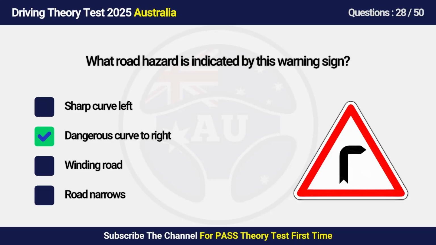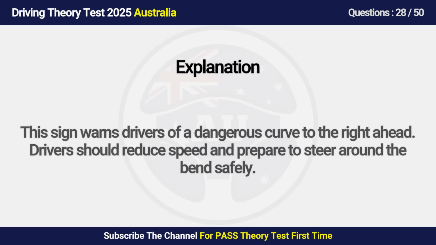Answer is B, dangerous curve to right. This sign warns drivers of a dangerous curve to the right ahead. Drivers should reduce speed and prepare to steer around the bend safely.